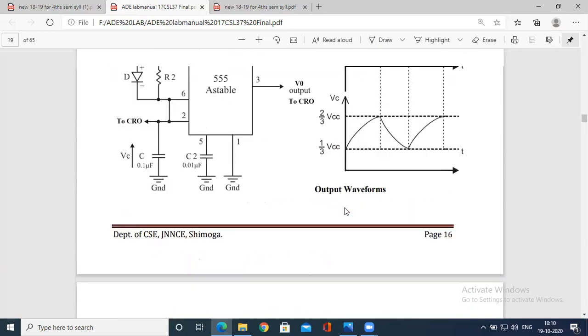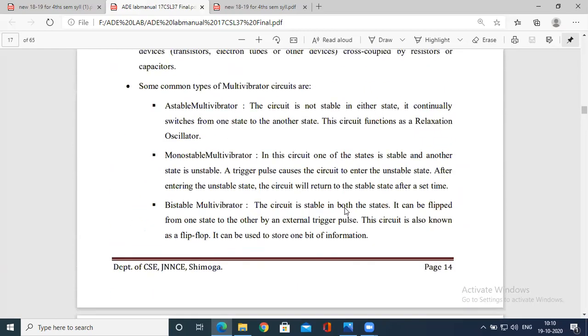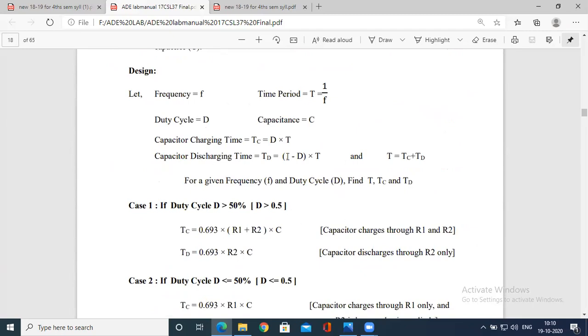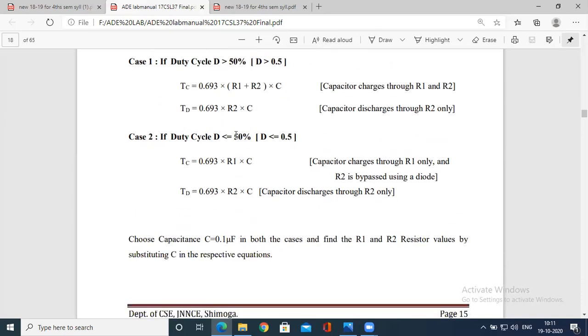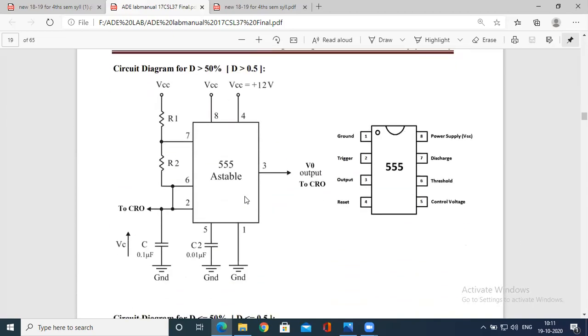So let me go to the calculation part. These are all the calculations that you need to remember. These are the standard formulas for duty cycle greater than 50. As I said, charging happens through R1 and R2, so we consider R1 plus R2. In the case of duty cycle less than 50, charging happens only through R1, since R2 is bypassed by a diode, hence we consider only R1. Discharging, in both cases, is through R2. So you have the standard R2 values. Now let me consider the duty cycle greater than 50.